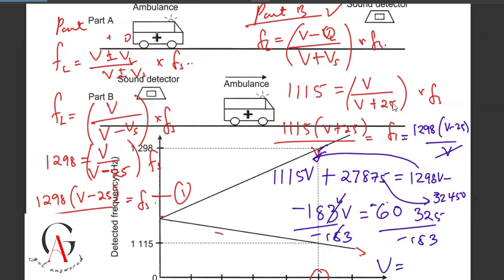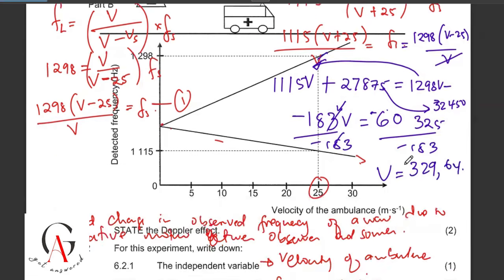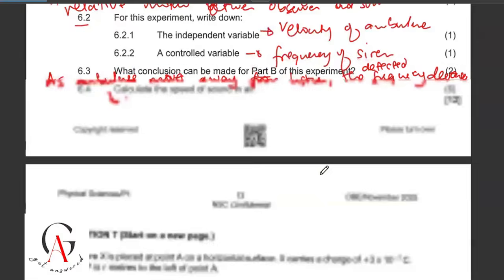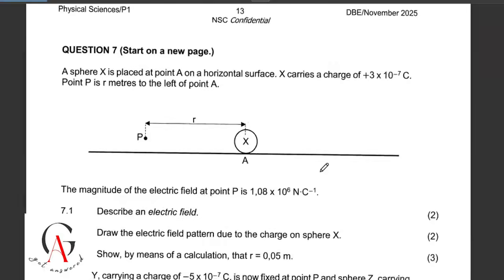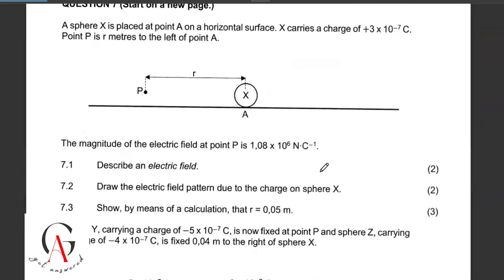Okay, so when I divide that answer by 183, I'm getting 329,64 something, which is close to 330, né? If we were to round it off. So meaning that the velocity of the speed is 329,64 meters per second. Okay, and then question 7, we have a sphere X placed at point A, which is the horizontal surface. X carries this much of a charge.